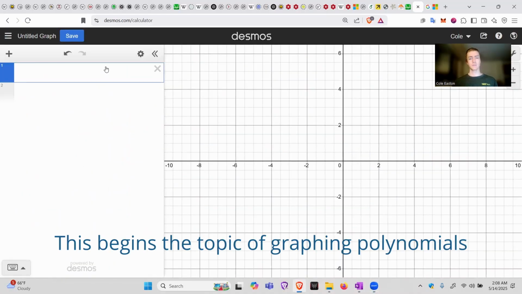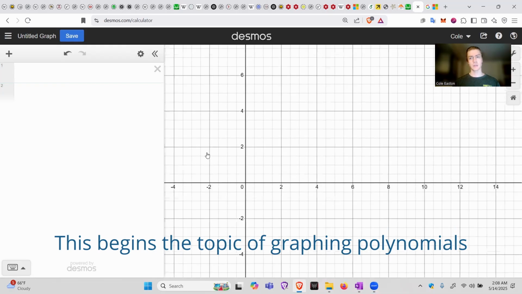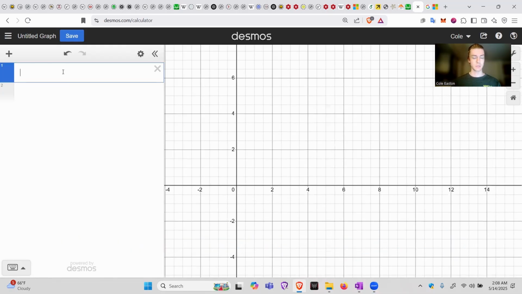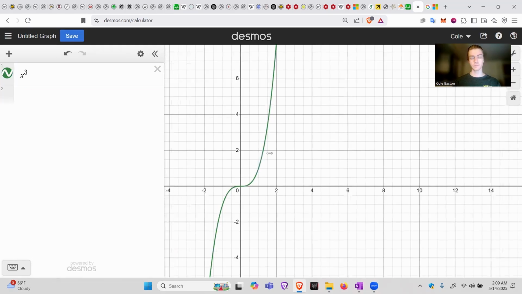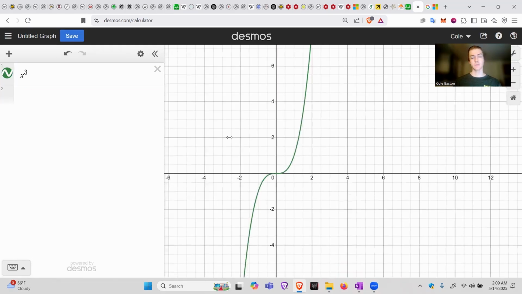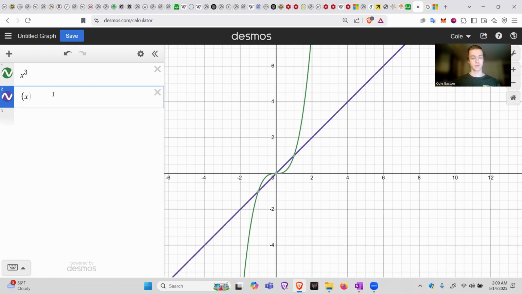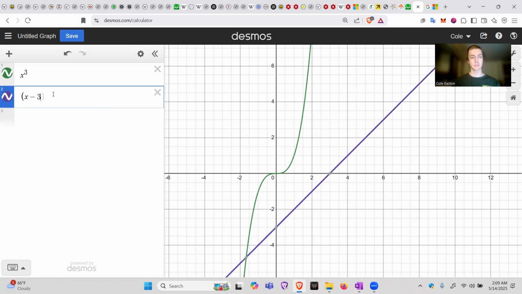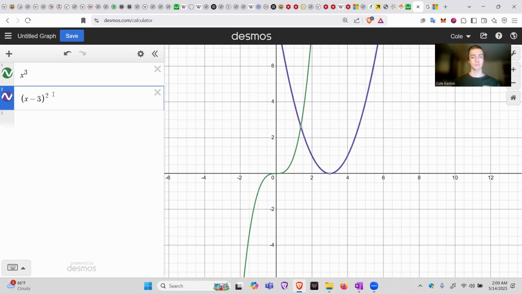Now we're going to have a look at something in Desmos, because I think this is going to help us with the next thing we're going to do. So let's just start by looking at a function like this, a function x minus 3 cubed, and let's graph another function too. Let's do x minus 3 squared.